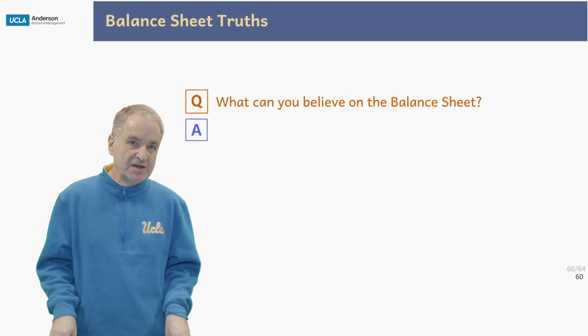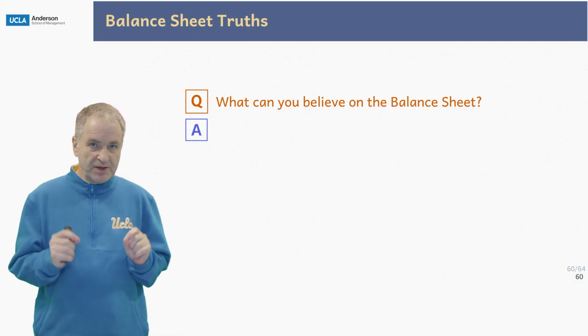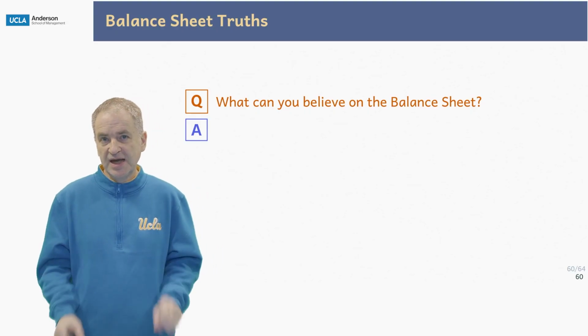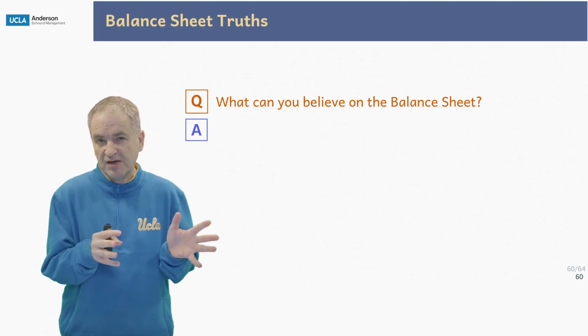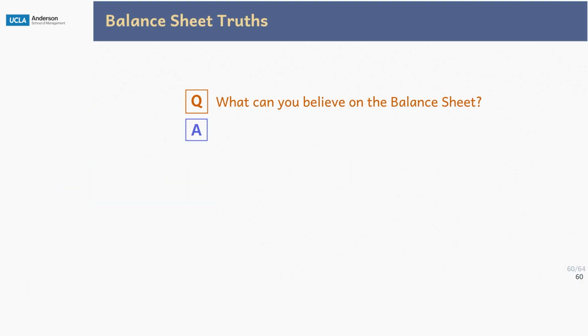Now I'm going to switch gears a little bit. So we look at the balance sheet of a publicly traded company. What is it that we actually can believe on it? What is more believable? What is less believable? Please pause this video now, answer the question on a piece of paper, and then continue.